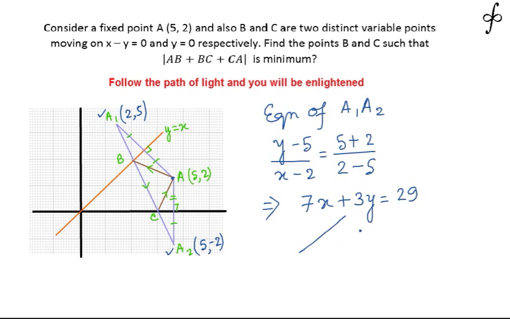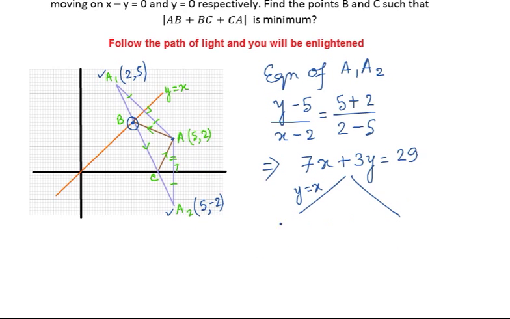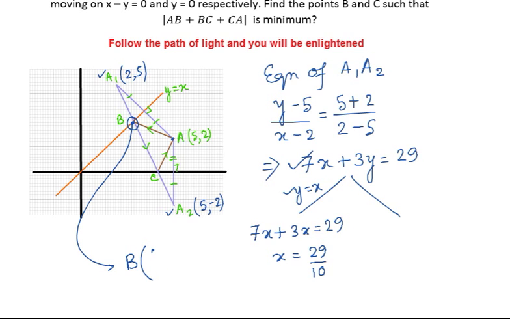You can see that A1A2 will be cutting the line y equal to x at the point B. So B is the point where the line A1A2 cuts the line y equal to x. On solving this line A1A2 with y equal to x, simply substituting y by x, we get 7x plus 3x equal to 29. So clearly x will be 29 upon 10. So we have got the coordinates of B to be (29/10, 29/10). This is going to be the point B.